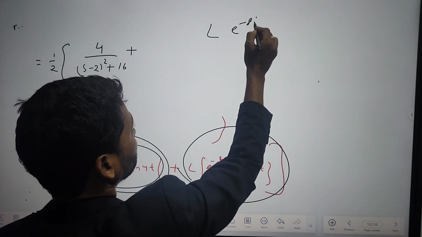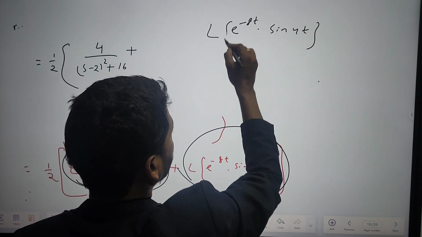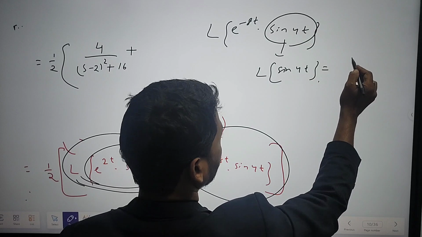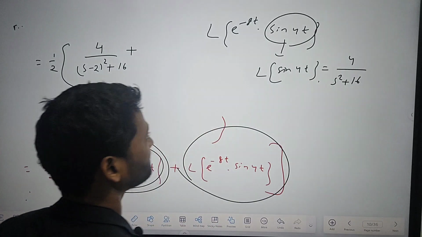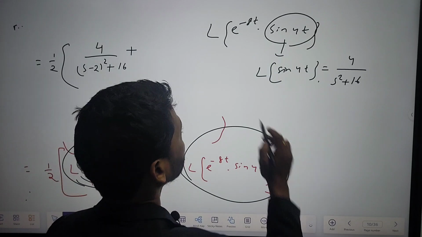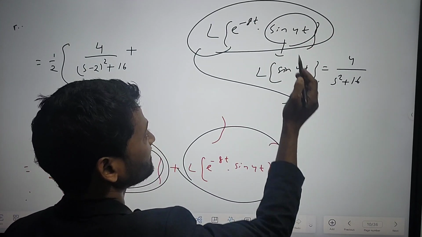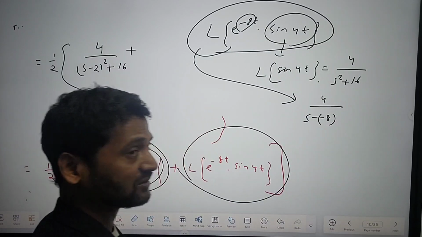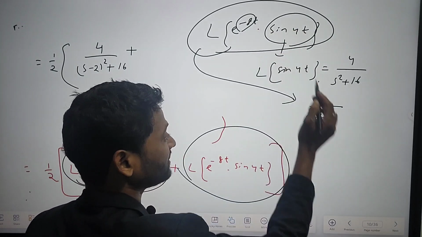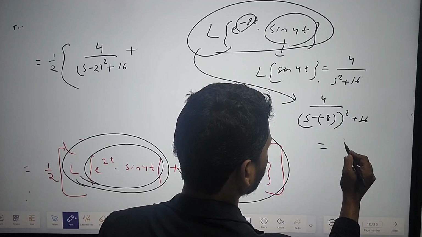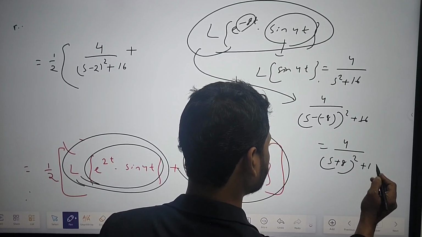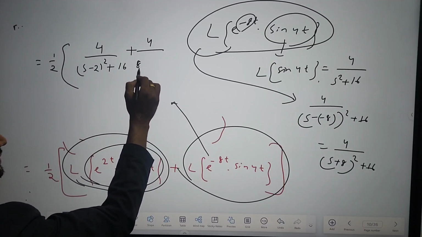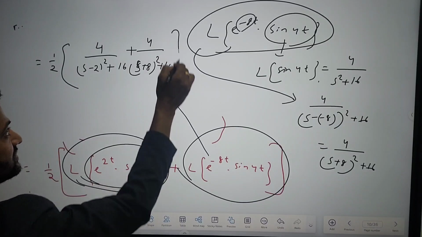Laplace of e to the power minus 8t into sin 4t. First, what is the Laplace of sin 4t? Laplace of sin 4t is equal to a by s square plus a square, meaning 4 by s square plus 16. But what will be the Laplace of e to the power minus 8t into sin 4t? 4 by s minus a, I had said s minus a, here a is minus 8, okay, whole square plus 16. So the final answer is 4 by s plus 8 whole square plus 16. Write it here: 4 by s plus 8 whole square plus 16, that is your answer.